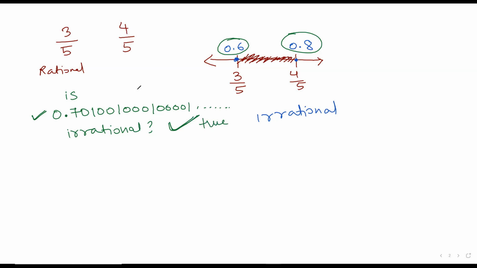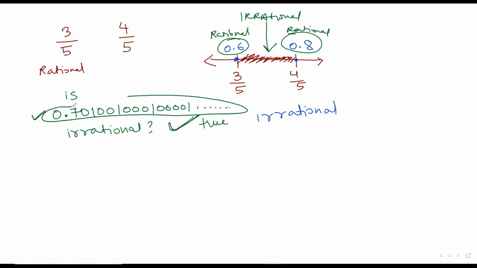What were we looking for? The question was, find an irrational number between these two rationals. So this is rational and this is rational, and you had to find an irrational number between these two, right? So that irrational number, we said, lies between 0.6 and 0.8, and it is irrational. So this is one of the numbers that we're looking for. Another example, because there are infinitely many irrational numbers lying between any two rational numbers.